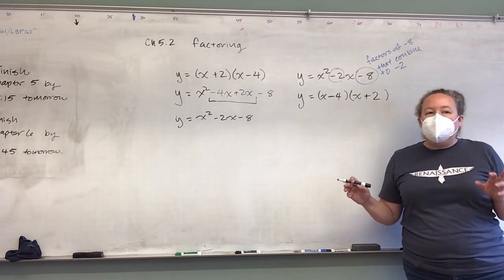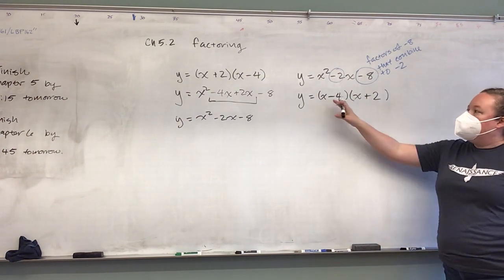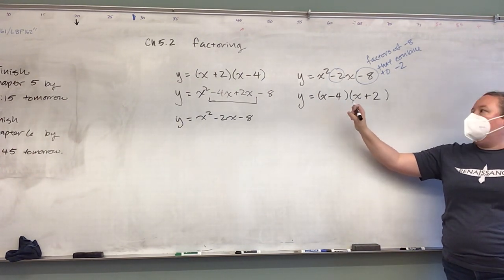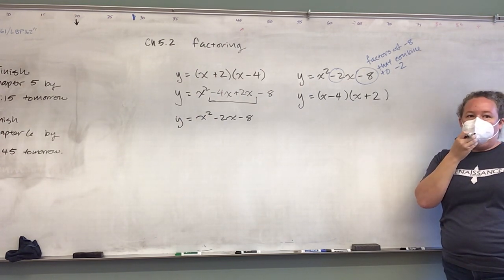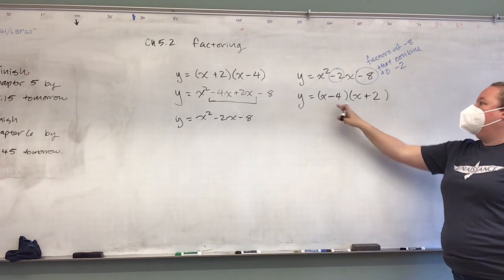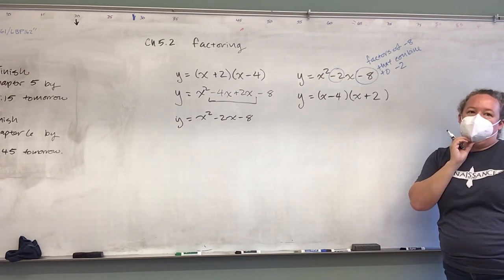Okay, sub question. Since this is now in intercept form, where would the graph of this parabola cross the x-axis? Gio, where would this parabola cross the x-axis?